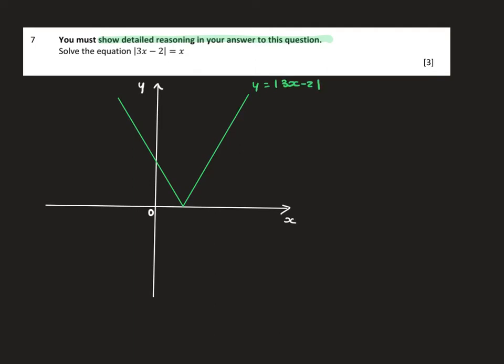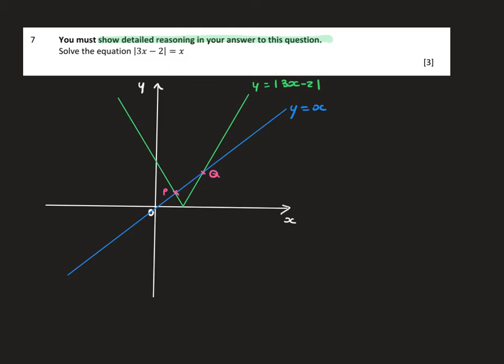Now, I'm then going to draw the graph of y equals x, which is simply a straight line through the origin like this, which intersects my modulus graph at 2 points. Y equals x will be less steep than the modulus function because the two parts of the modulus function have a gradient of magnitude 3, which means both parts are steeper. So, solving the equation, we need to find these 2 points of intersection P and Q.